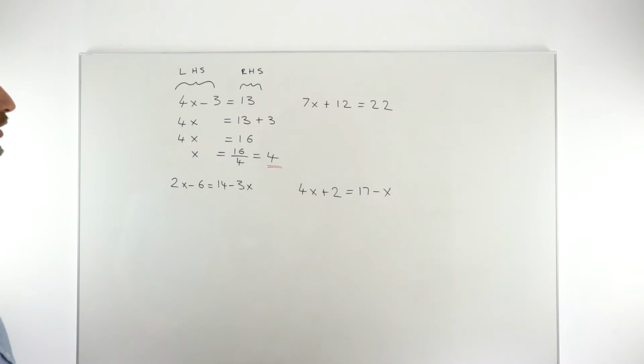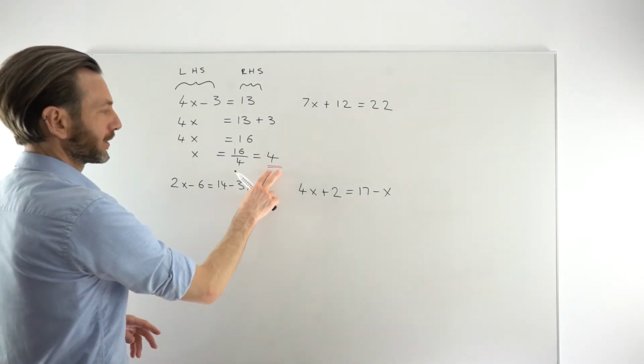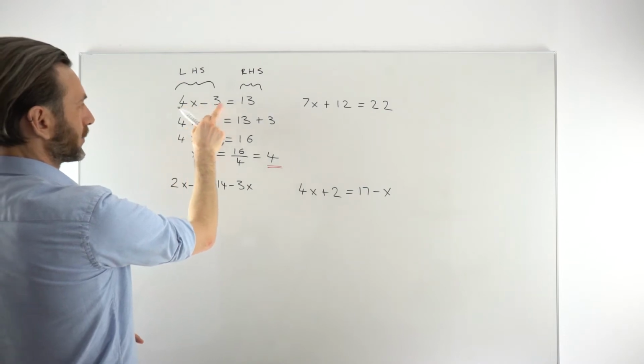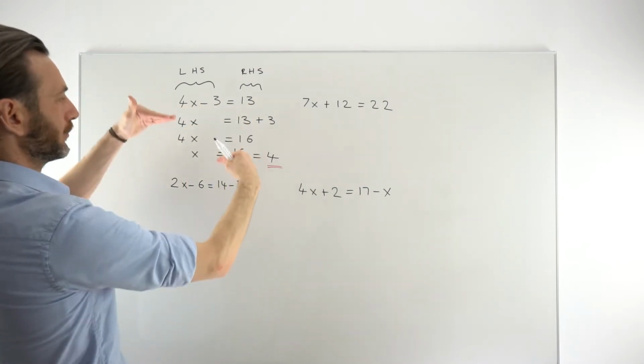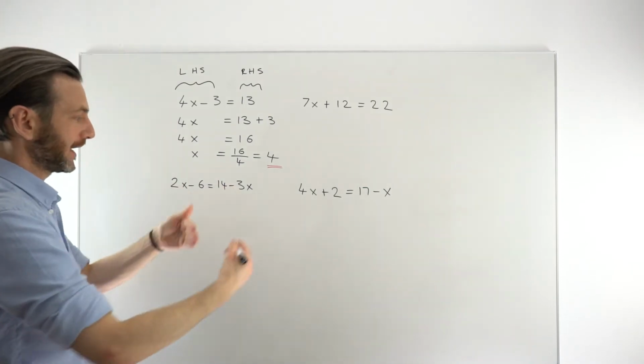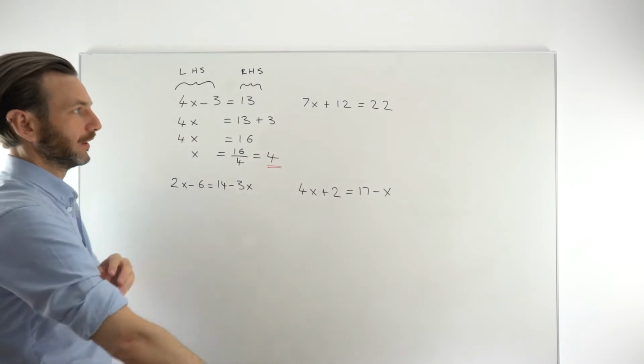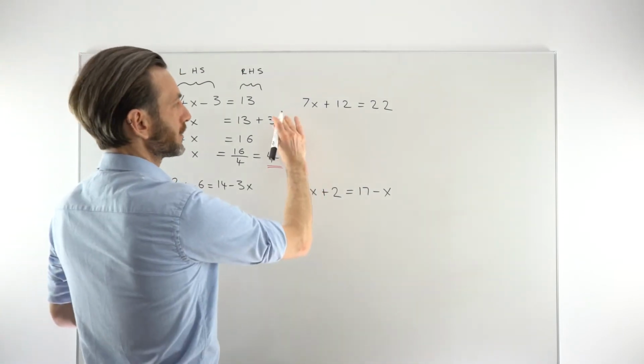So just maybe worth checking that that is a solution. So 4 times 4 is 16. 16 minus 3 is 13. So the equation is balanced. Those are the kind of steps that we need to go through to solve equations. Let's take a look at this one. Similar thing going on here, similar format.